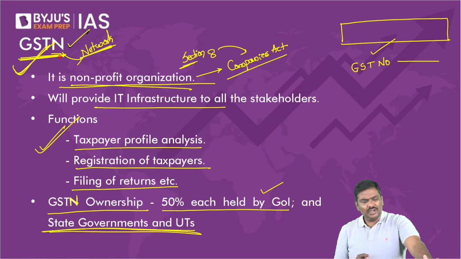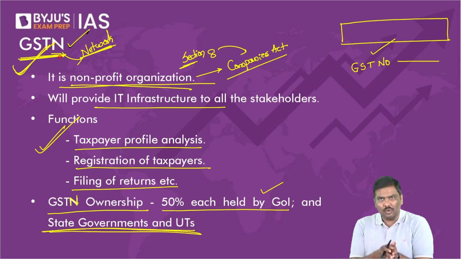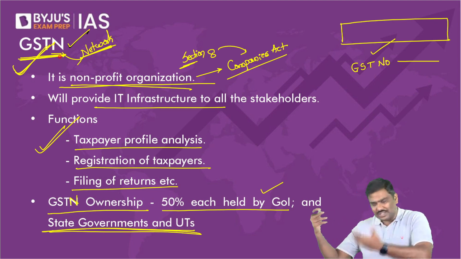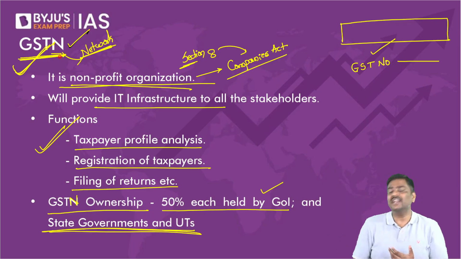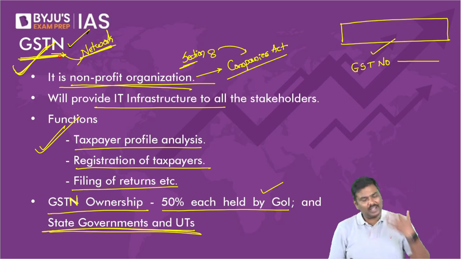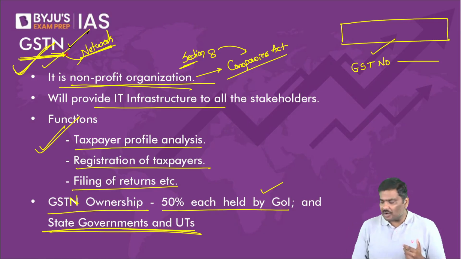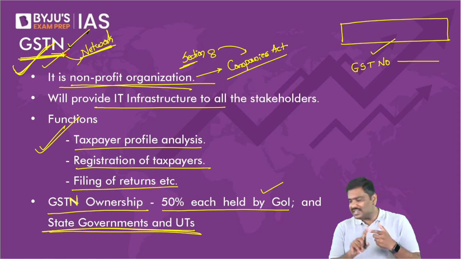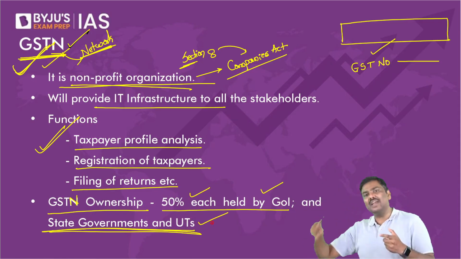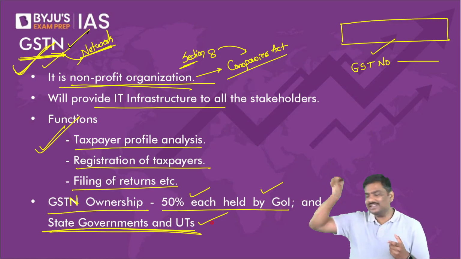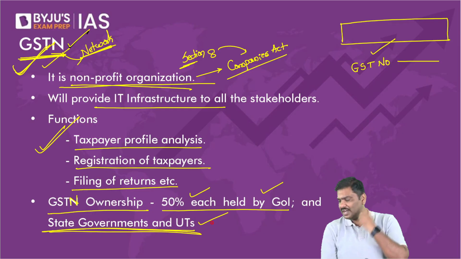First and second point, it is a non-profit organization, meaning what? Whatever revenue they generate, they will not give it to government. Who is the owner of GST network? Please look at the last point and tell me. Central government and state government. So GST network, whatever revenue they generate, they will not give it back to government. They will again use it to conduct the business only. That is the meaning of a non-profit organization.